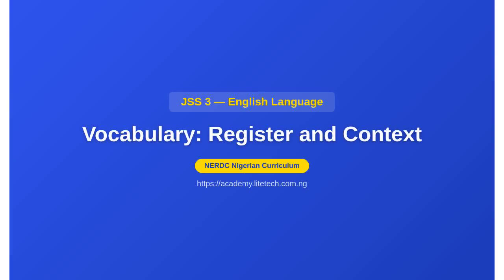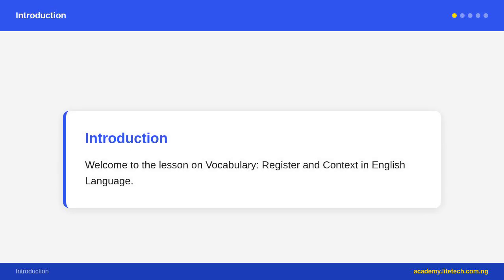Today we study vocabulary, specifically register and context, two concepts that help you choose the right words for the right situation. What is register? Register refers to the variety of language used in a particular social situation or for a particular purpose. We do not speak and write the same way in every situation.